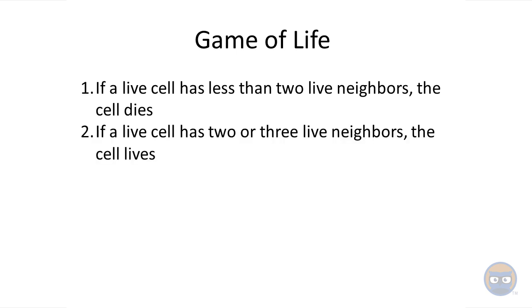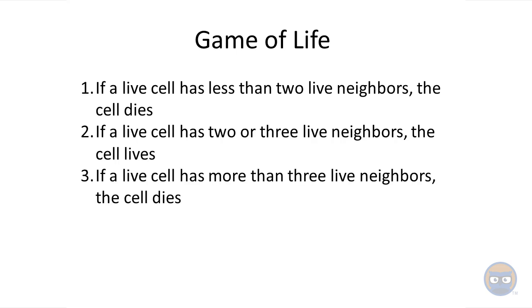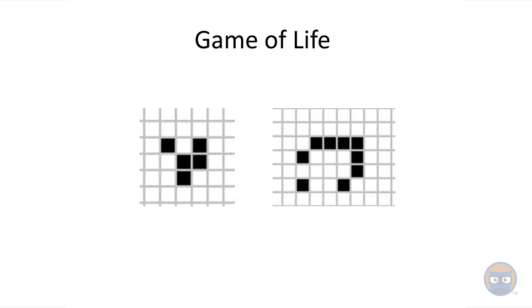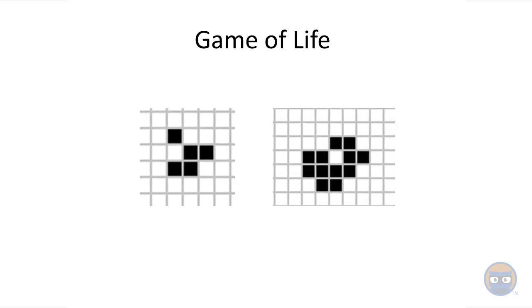dies. If a living cell has 2 or 3 live neighbors, the cell lives on to the next generation. And if a live cell has more than 3 live neighbors, the cell dies in the next generation. And then a dead cell can come back to life if it has exactly 3 neighbors. Alright, so that's a very brief overview of the game of life. Now let's actually get into the programming.